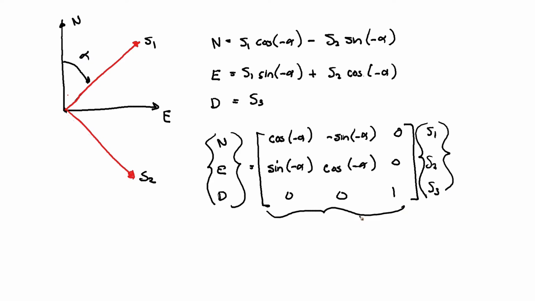we're going to call this R1. Right. So I know the minus alphas are a little strange, but again, it's because we're doing the opposite of what we did last time. We're writing the rotated components in the unrotated frame. And so we're unrotating S1 and S2 back into north and east.